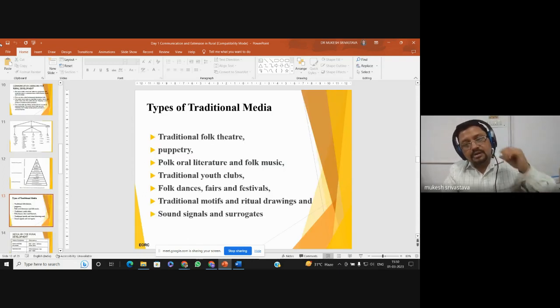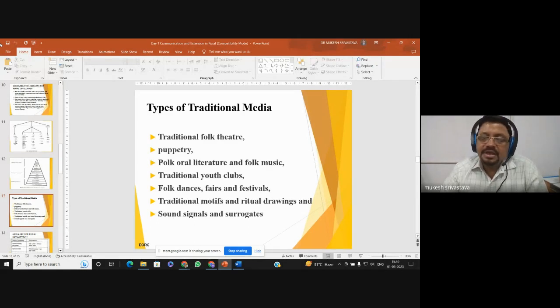Now, see, the types of traditional media which we use in rural areas. Obviously, we don't have big theaters like we have in urban areas. So what we do, we use traditional folk theaters. Folk means the specific traditional, conventional method of portraying the different specialities of some particular area. This is called folk theaters, है ना?